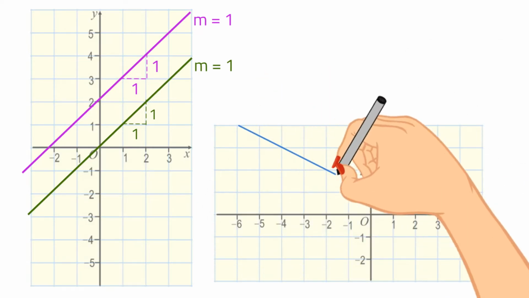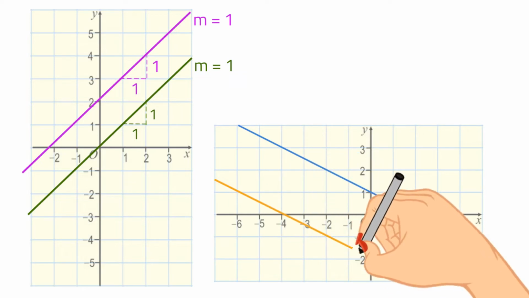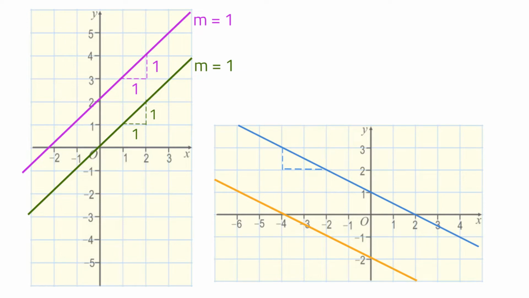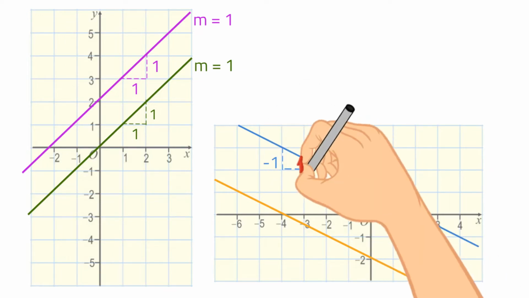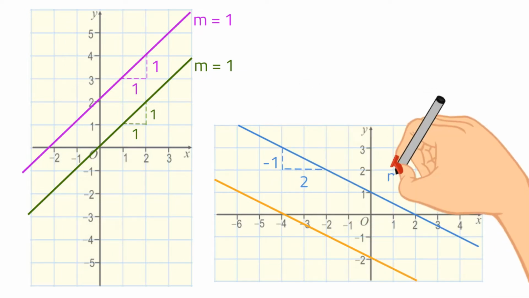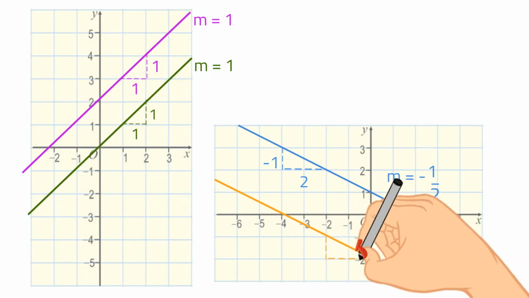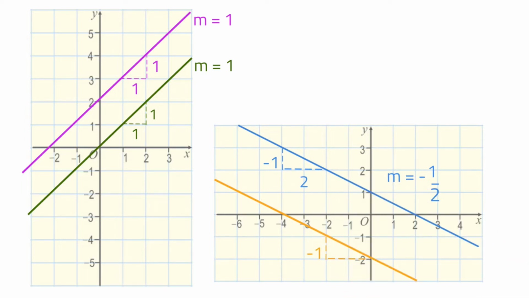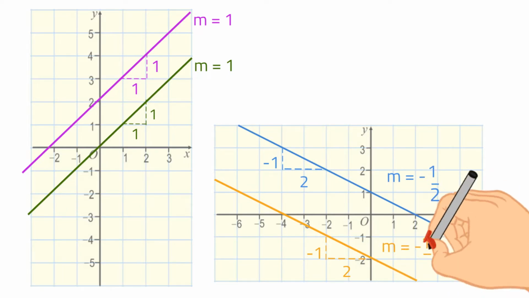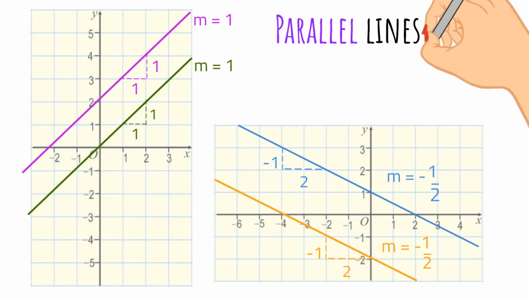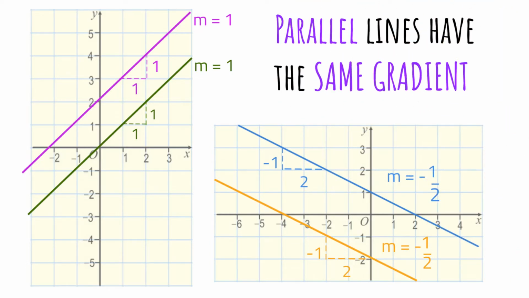Let's just look at another pair of parallel lines. So if we work out the gradient of one of them, our change in y is minus 1 because it goes down. My change in x is 2, which means my gradient is negative 1/2. Well, if I look at my second line, which is parallel to the first, I have the same thing happening again. A negative 1 difference in the y-axis and a positive 2 difference in the x-axis, which means my gradient is negative 1/2. We can safely conclude that parallel lines have the same gradient from this.